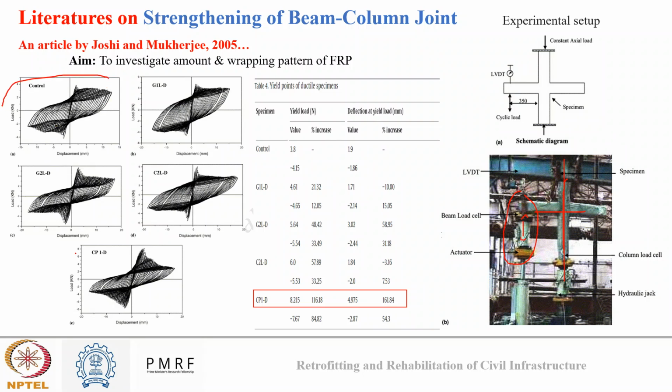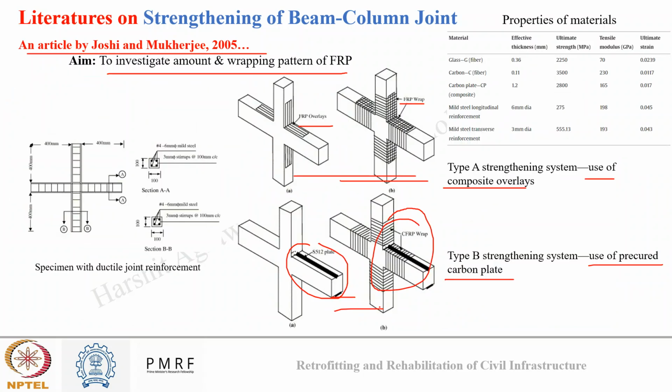From these loops, you can see with the use of FRP, the maximum load carrying capacity has been increasing significantly, while the area under the hysteresis loop is also observed to increase. The maximum increase happened in the sample CP1D. Here the yielding load increased the most compared to the control sample, and deflection was also maximum compared to the control sample. So what was this CP1D sample? This was, I guess, the D1 sample, where CFRP wrapping was also done and the carbon plate was also used.